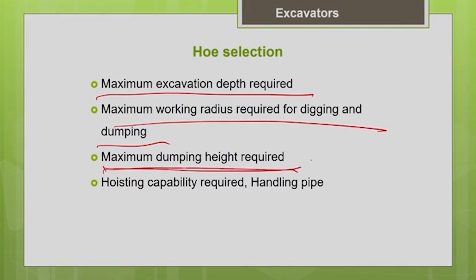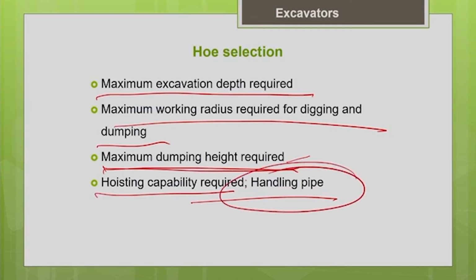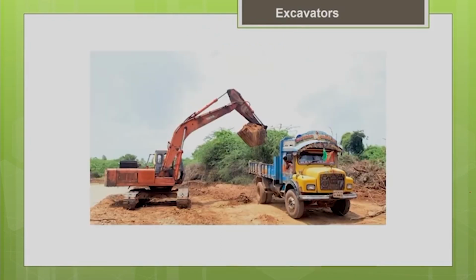So, what is the maximum dumping height needed? That which is needed at your project site you should be knowing. See, if you are going to use the same machine for handling some pipelines or trench boxes, in that case you have to see what hoisting capability is needed, what hoisting attachment is needed. All these things you have to decide before the selection of your backhoe for the particular project. So, this video again shows you how the truck is commonly placed very close to the backhoe.